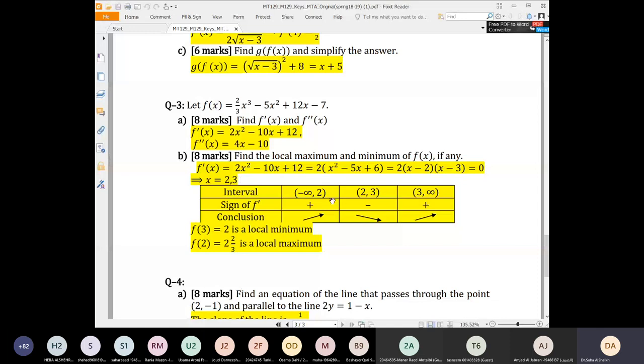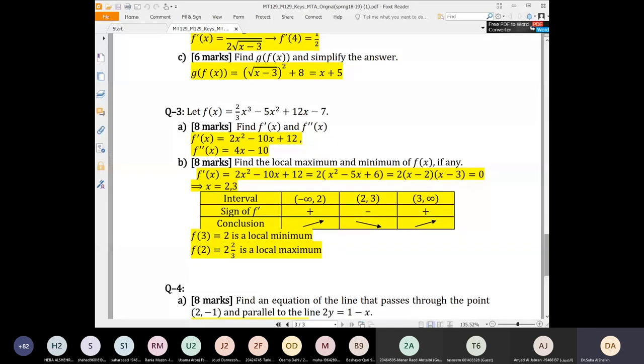f dash increasing, decreasing, increasing معناها it's local minimum عند ال 3, it's local maximum عند ال 2, وال f of 2 which is 2 and 2/3. So this is one example of what I'm talking about. بس إنه it's a nice one لأن هنا طلب شيء واحد بس طلب ال local maximum and the minimum.